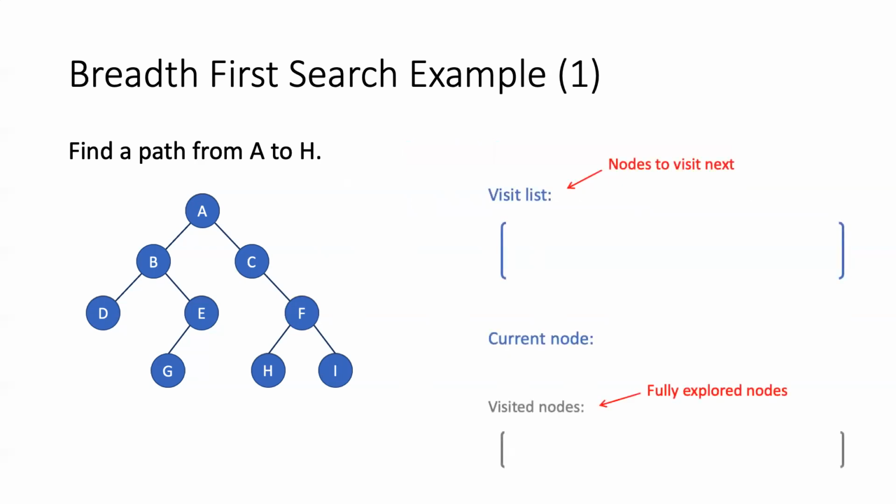Those are the nodes. The visit list has the nodes to visit. The current node is the current node we're processing, and then the visited nodes are the fully explored nodes.